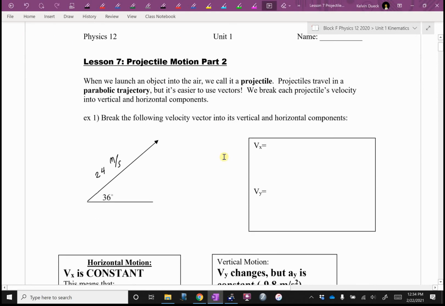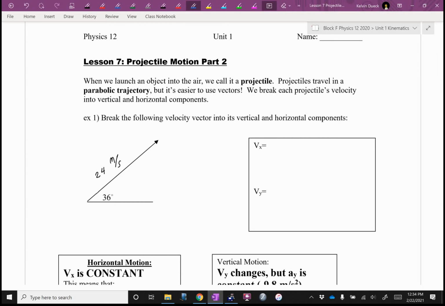So when we launch an object into the air, we call it a projectile. Projectiles travel in parabolas. Being technical, if the Earth is flat, they travel in parabolas, but we're pretending the Earth is flat. We're ignoring the curvature of the Earth. We're not firing projectiles for hundreds of kilometers.